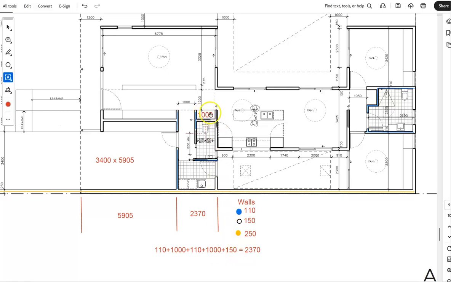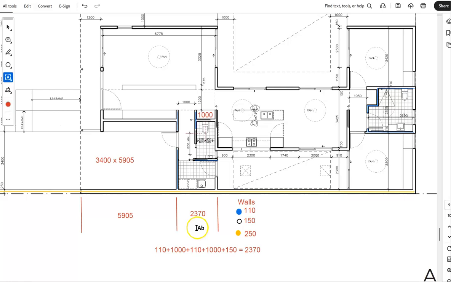Now I've gone with 1000 here. I've just put that in based on measuring with a ruler and our scale, so it's not the most accurate, but then we can confirm it works by adding our calculations together at the end. So I've gone with that, and then we've got a wall thickness here of 110, and then we have another dimension here of 1000, and then another wall thickness of 110, which gives me this total here.